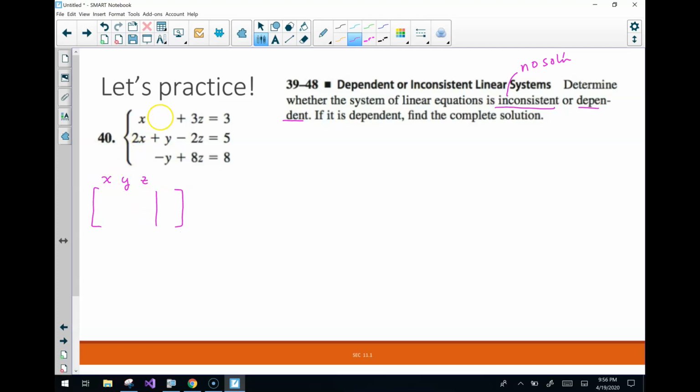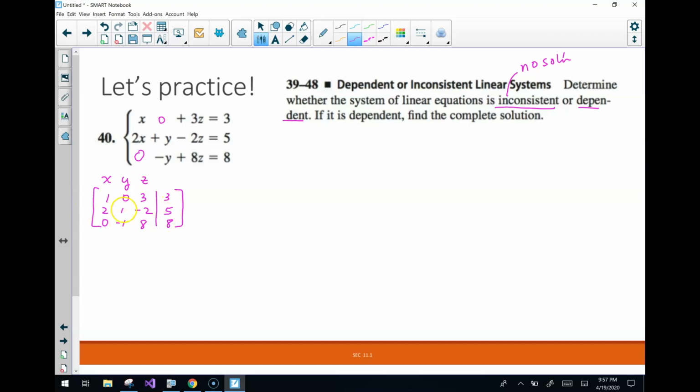Okay, variable missing, so that's got to be a 0. So we're going to say 1, 0, 3. The other side of the equal sign is a 3. Row 2, or equation 2, is 2, 1, -2. The other side of the equal sign, 5. Missing x, so we're going to throw a 0 in there. 0, -1, 8. And then the other side of the equal sign is an 8.